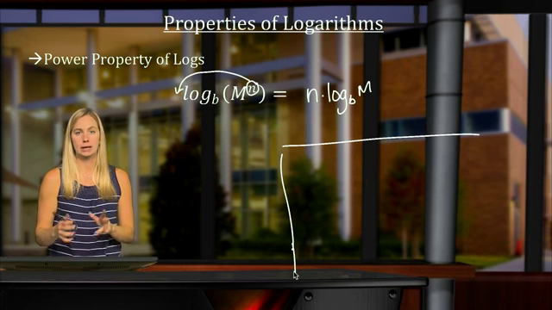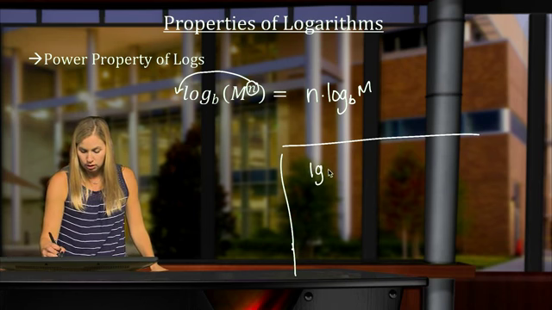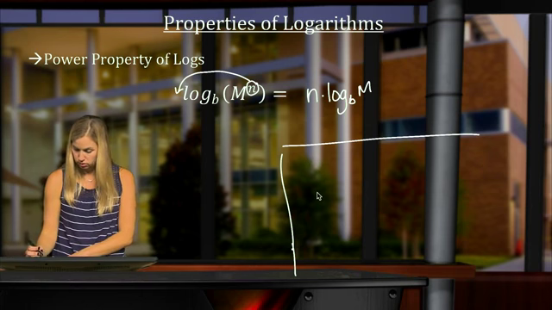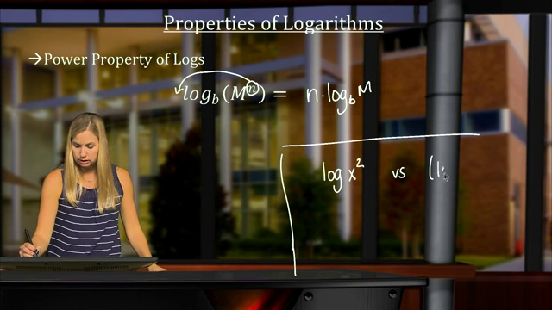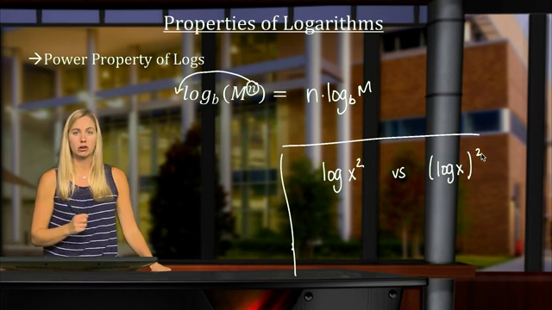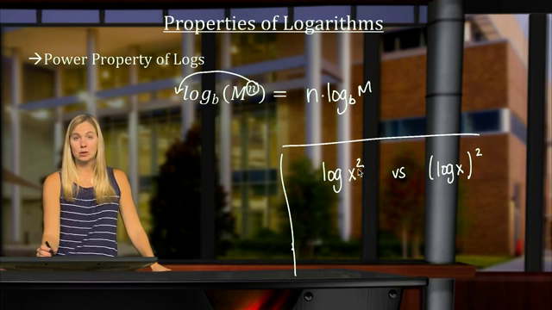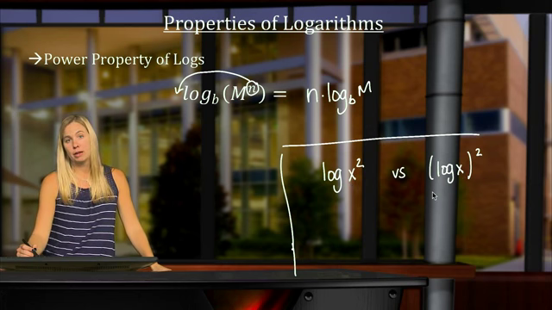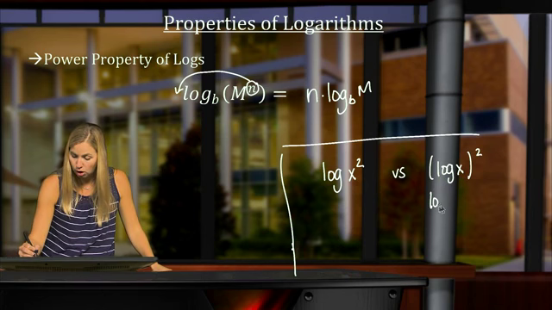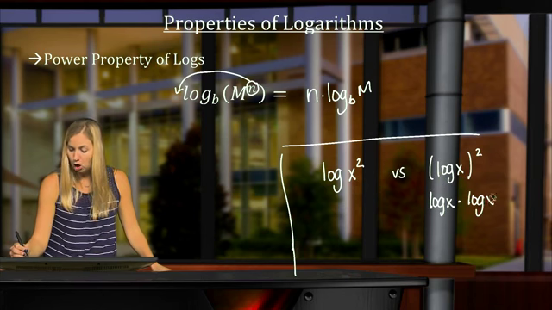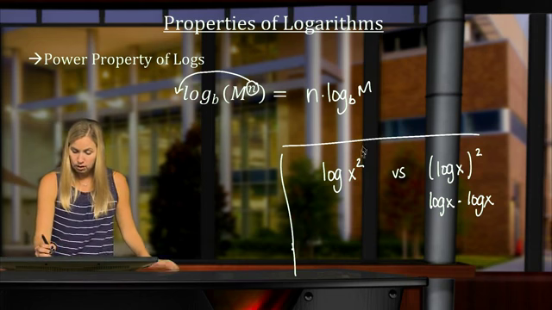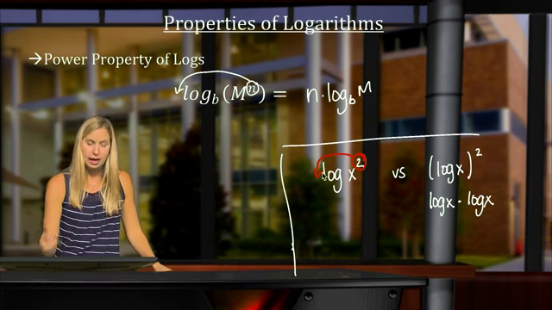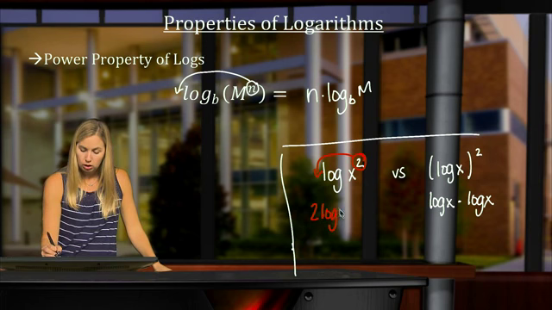Now I want to quickly look at something. What's the difference between log of x squared and log of x squared? In this first one, the square is only on the base of x. On this one, because we have parentheses on log of x, this is actually equal to log of x times log of x, which doesn't follow our power rule for logarithms. This one, since our argument is being squared, we can bring that exponent down. This is 2 log of x.